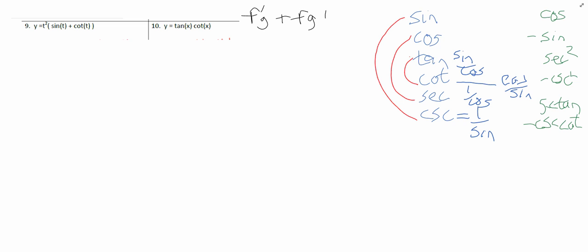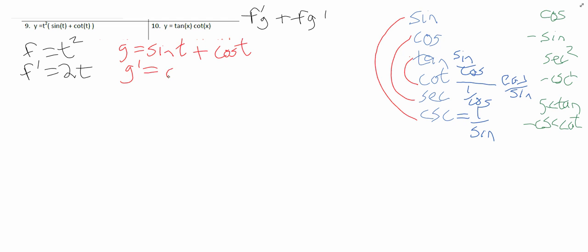And let's just identify our two functions. Of course, we have f is equal to t squared. So f prime, or the derivative of that, would be just 2t. And then our g is that sine of t plus cosine of t. And the derivative of that would be cosine of t plus a negative sine of t.